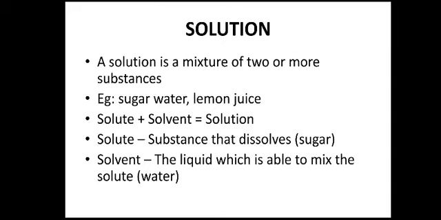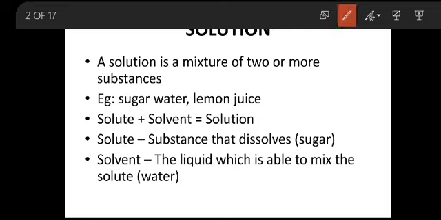How do I prepare sugar water? I will take sugar and I will take a bowl of water. When I mix both and stir it well, the sugar will dissolve in the water and it becomes sugar water. That is what I'm coming to tell: when you mix two or more substances, it becomes a solution. That is, solute plus solvent is equal to solution.